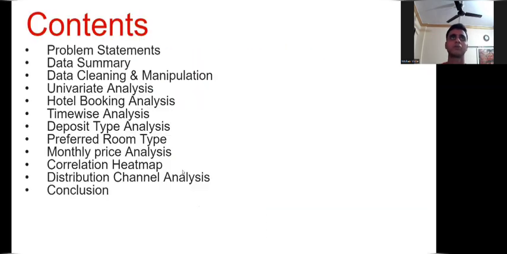Okay. So the main agenda contains problem statement, data summary, data cleaning and manipulation, univariate analysis, hotel booking analysis, and time-wise analysis. It also contains analysis of deposit type, preferred room types, monthly price analysis, correlation heat map, distribution channel analysis, and we will end with conclusion.